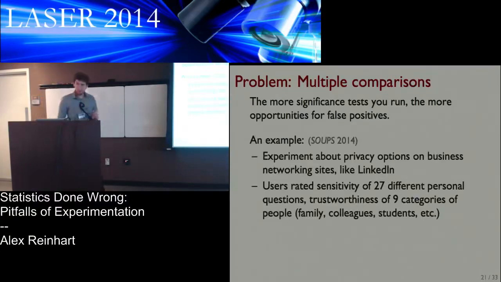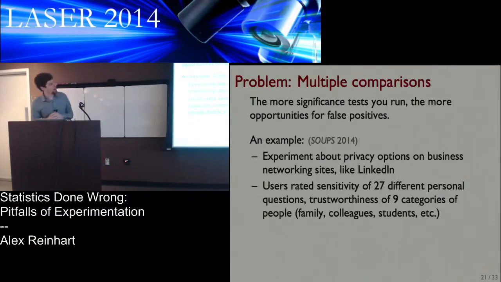So, as an example, I'm going to unfairly pick on a paper from earlier this year about business networking websites and how people share data on these websites. This is a small part of a larger study. They were interested in how they could phrase the questions, and how that would influence how people responded. But one small part of it was, they wanted to see how sensitive users thought these questions were. So they had 27 questions about your age and your education and where you live, all that sort of stuff. And they gave you a scale of 1 to 7: how sensitive is this question? So they went through all 27.